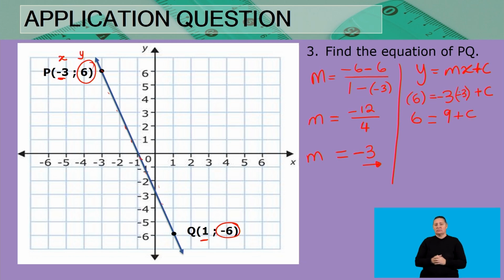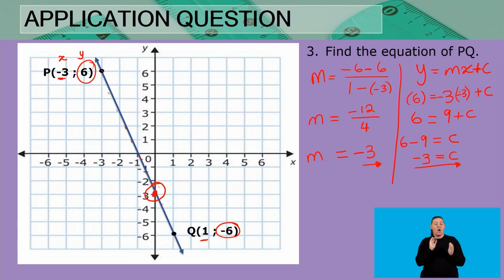Then we are going to be using the additive inverse of 9 so that we can find our c. So that is going to be 6 minus 9. And 6 minus 9 is -3. And that is our y-intercept. And if you look at our line there, we can see that it is passing where y is equal to -3. So we could have easily also taken that off of our graph.